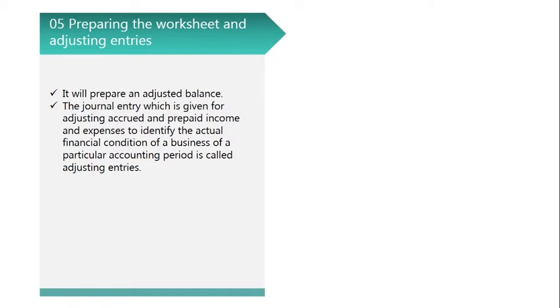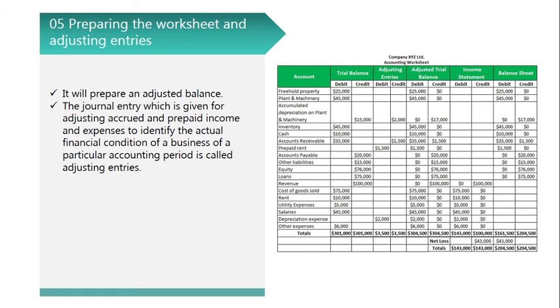The fifth step is preparing the worksheet and adjusting entries. It will prepare an adjusted balance. The journal entry which is given for adjusting accrued and prepaid income and expenses to identify the actual financial condition of a business for a particular accounting period is called adjusting entries.